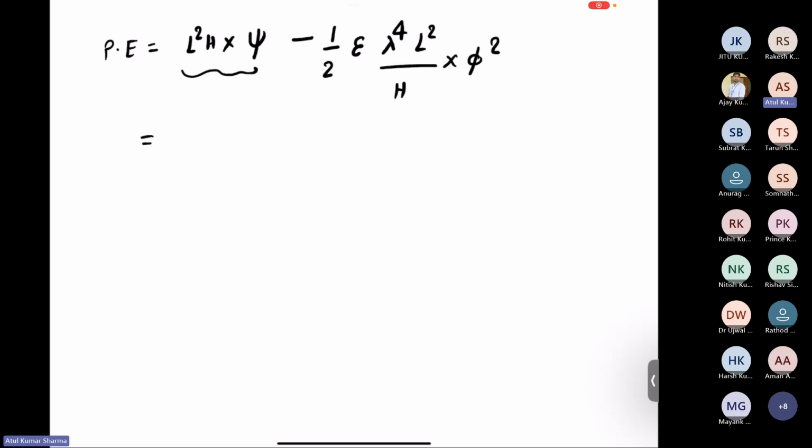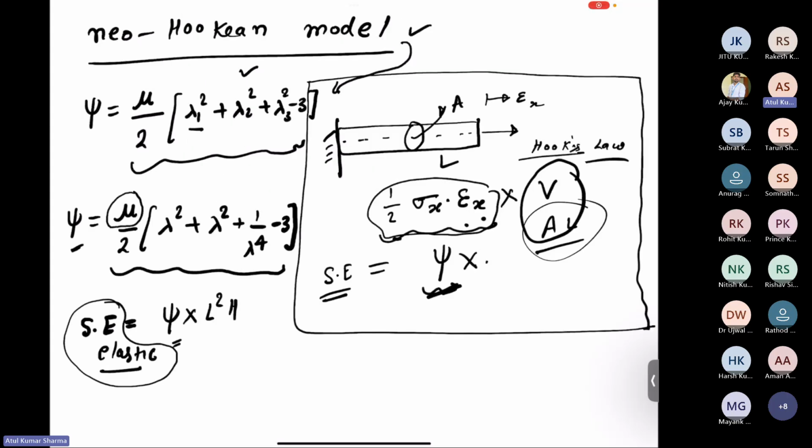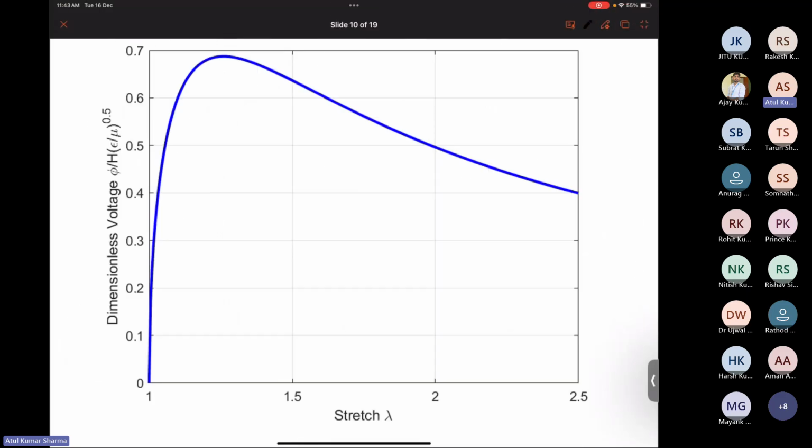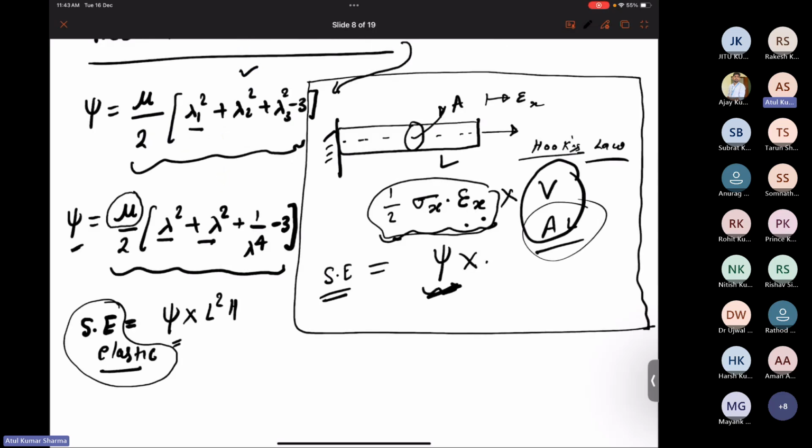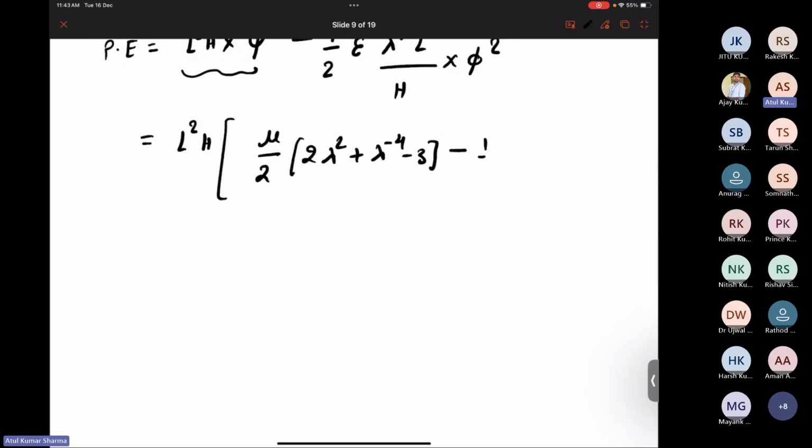And I can write psi as well, so that you can take L square H common, and write it as psi, which was mu upon 2 into lambda square plus lambda to the power minus 4 minus 3. So I've written just this expression. Lambda square plus lambda square will be 2 lambda square, and 1 upon lambda to the power 4 we can write as lambda to the power minus 4, minus half epsilon. If you take L square H common, it means I have multiplied H and H in the numerator and the denominator as well.